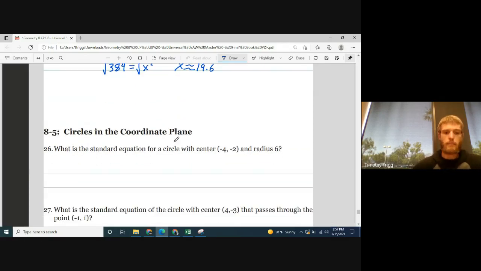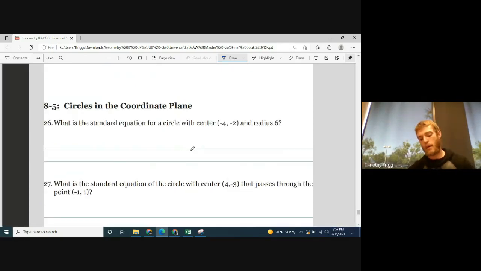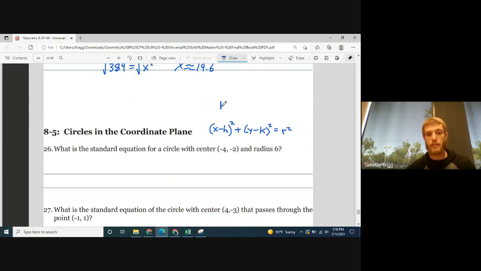Circles in the coordinate plane. So hopefully you remember the standard equation for a circle. If not, you need to know it. And it looks like this: x minus h squared plus y minus k squared equals the radius squared. And just a reminder, the h and k tells you the center of the circle. So this gives you the x and y coordinate of the center. And r is the radius.